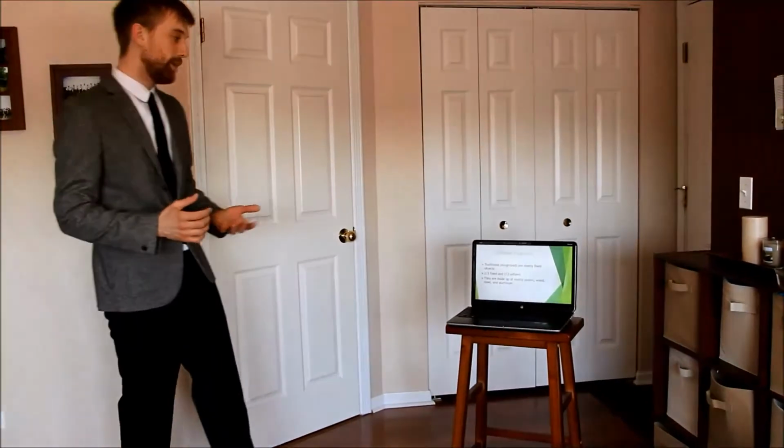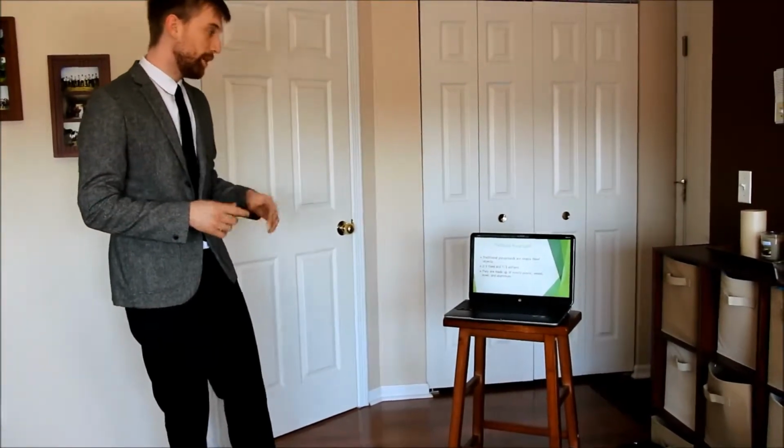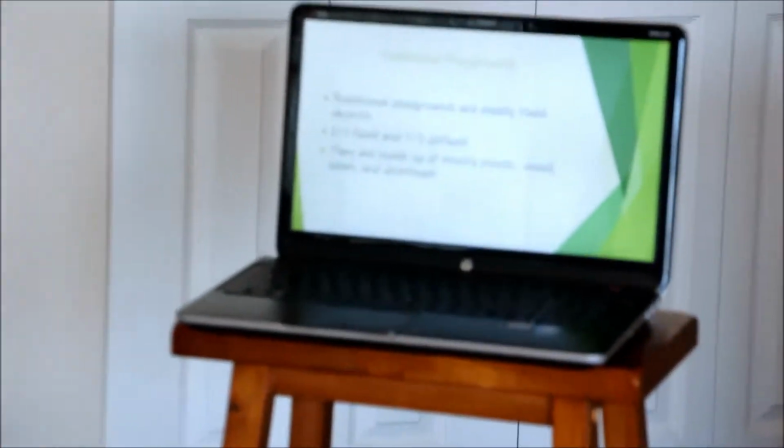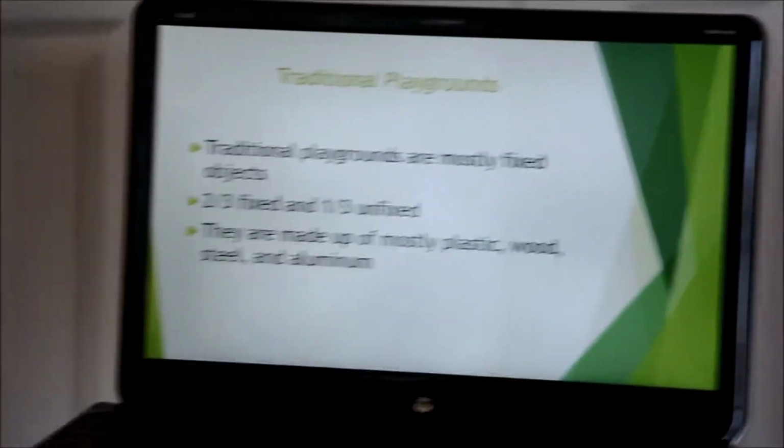So the traditional model is two-thirds fixed, one-third unfixed. They're made up of mainly plastic, wood, steel, and aluminum. This whole model kind of came out of the late 1800s, and it really hasn't been changed since then.